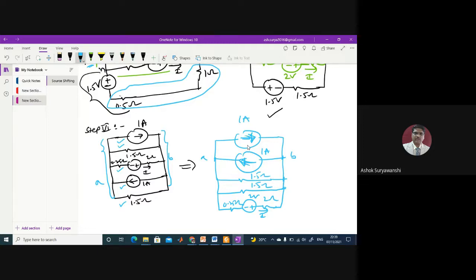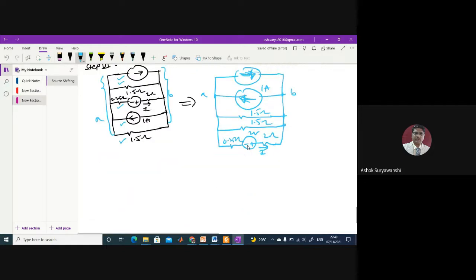So what will be the simplification of these two currents? Say for example at node B, 1 ampere is coming in and 1 ampere is going out. So the equivalent of these 1 ampere and 1 ampere, which are in parallel and flowing in opposite directions with the same magnitude, will cancel each other. So equal and opposite parallel current sources will cancel each other, right? So that is one thing.